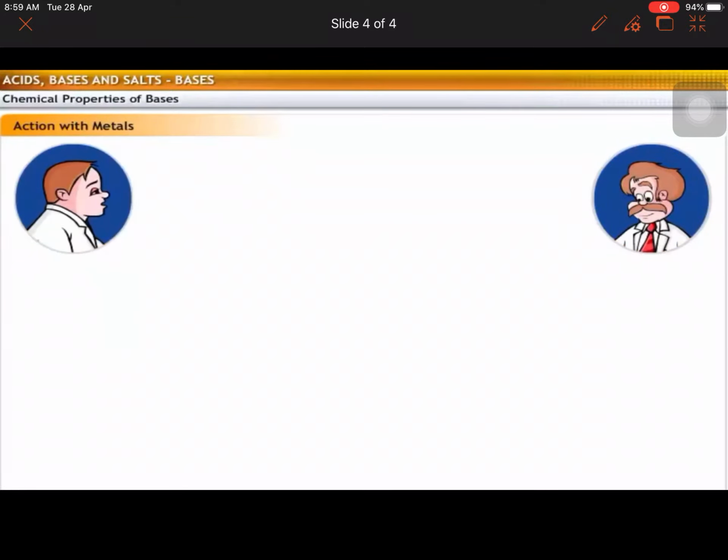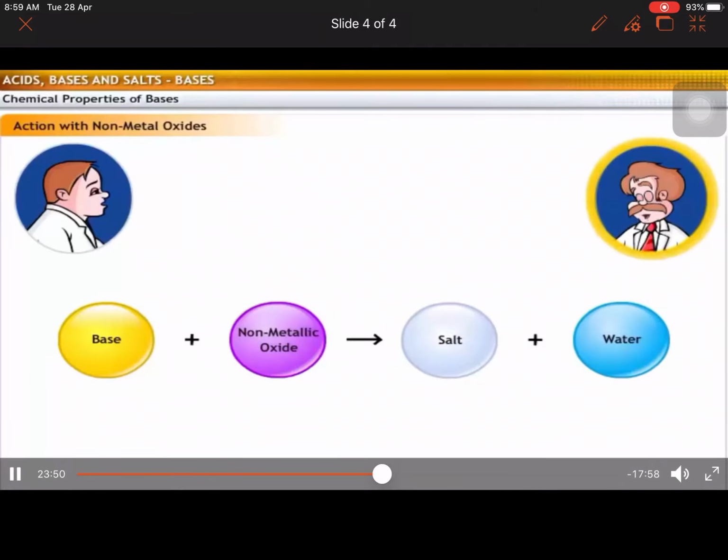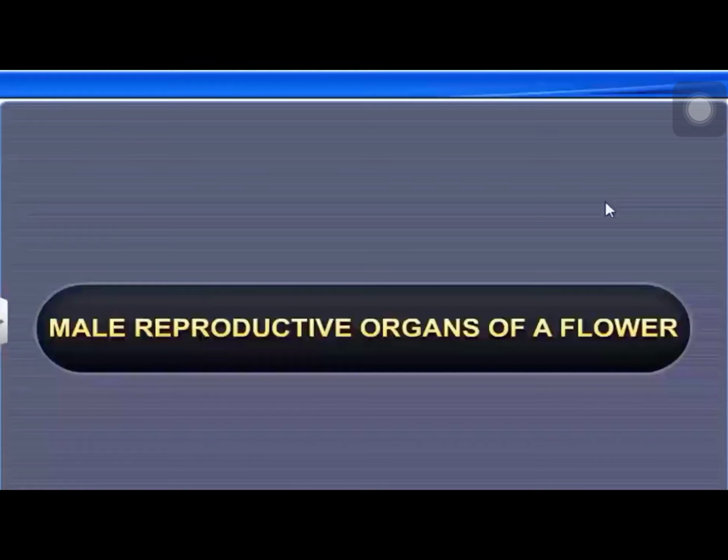What's next? Bases react with non-metallic oxides to form salt and water. This is very similar to a neutralization reaction between an acid and a base. As a reminder, what is a neutralization reaction? Just like acids and bases, you have seen neutralization reactions as well.